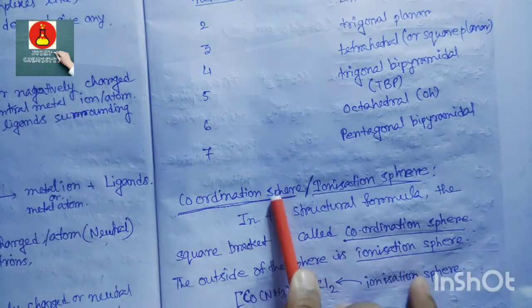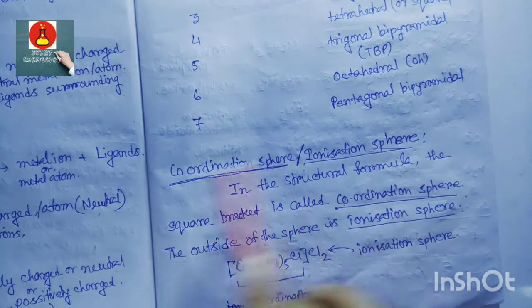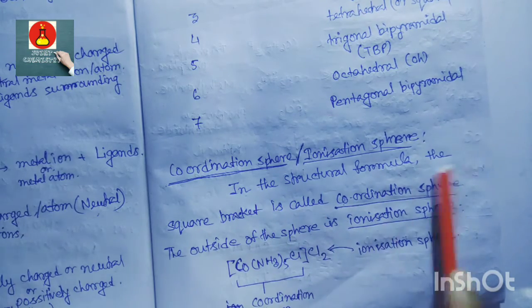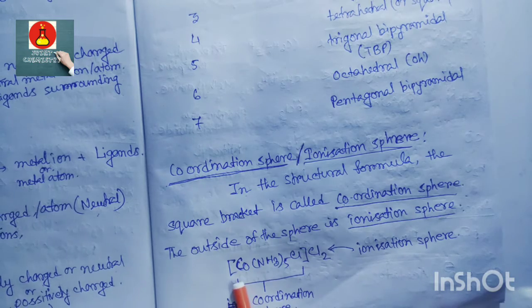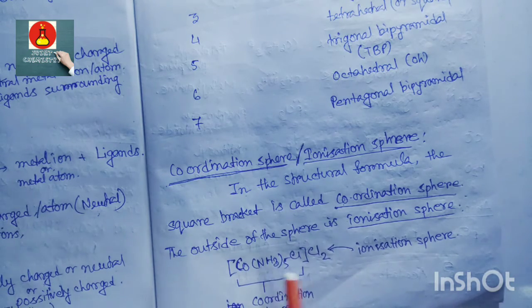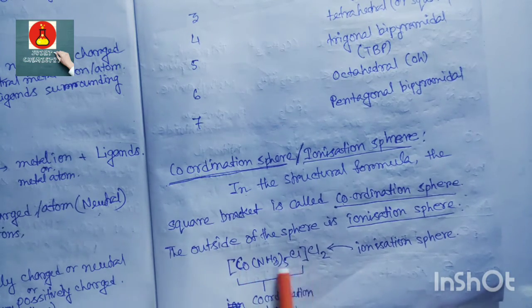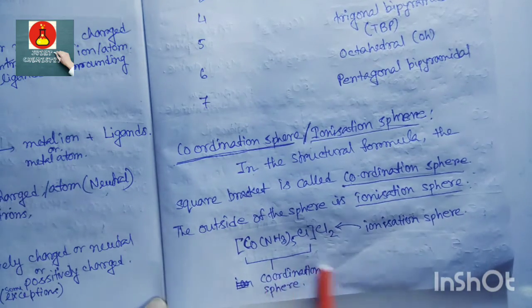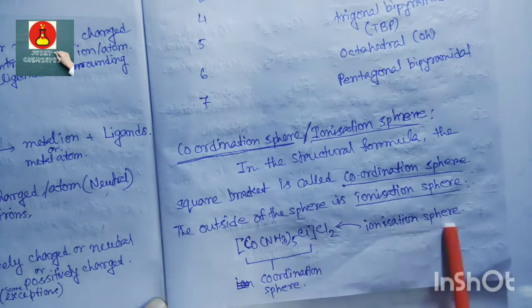Now there are some other terms, which are coordination sphere and ionization sphere. What is coordination sphere? In a structural formula, the square bracket is called the coordination sphere. Like you can see, cobalt NH3 whole 5 Cl inside a third bracket, then Cl2 outside of this bracket. The area inside this third bracket is known as the coordination area or coordination sphere. And outside of this third bracket is the ionization sphere.